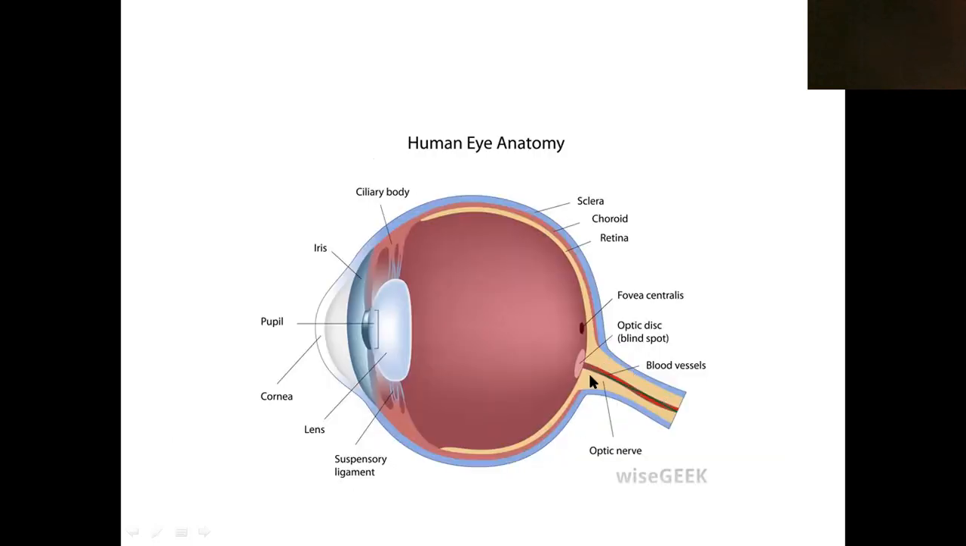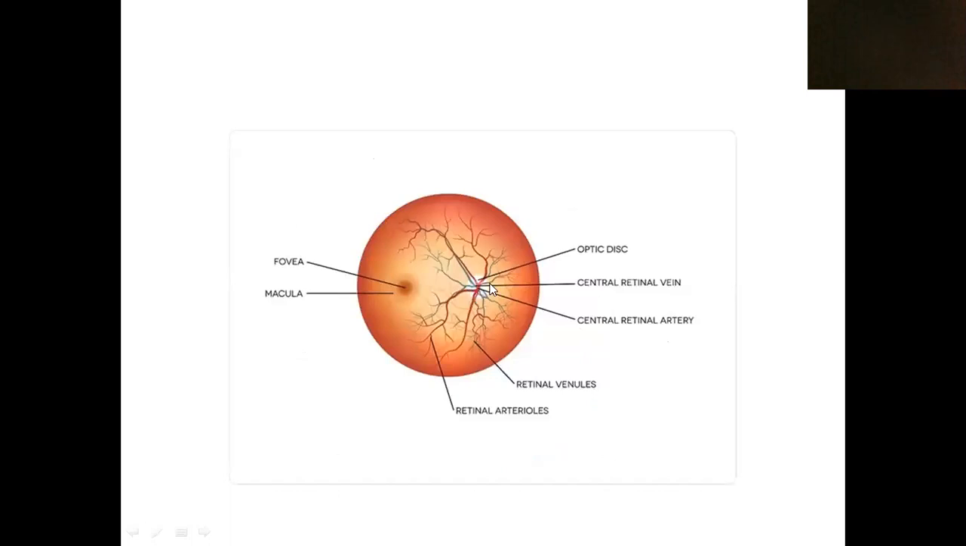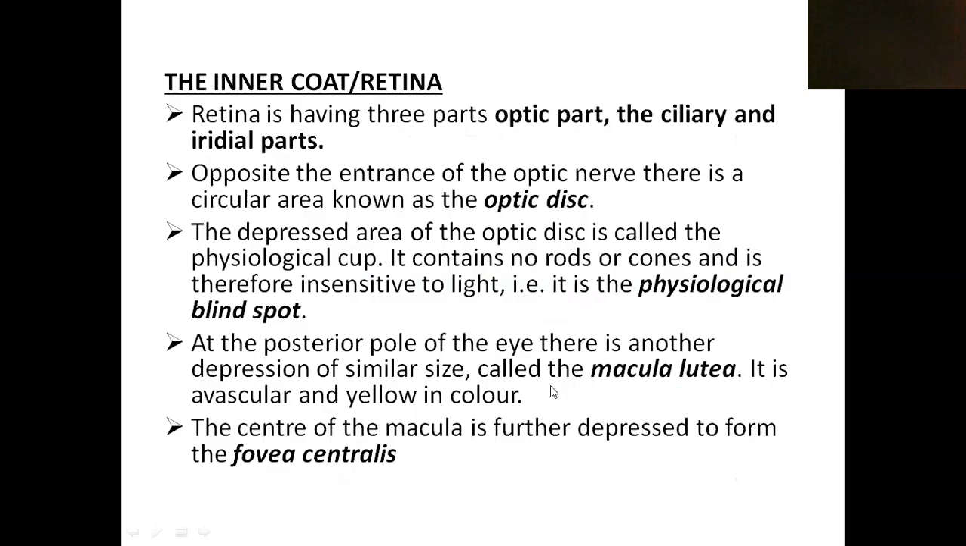See, opposite to the entry of the optic nerve, inside the retina, there we can see one depression. That one rounded depression is known as the optic disc. See here, this is the anterior view of the retina. So this rounded area is known as the optic disc. The center of the optic disc, where rods and cones are absent, is known as the physiological blind spot.